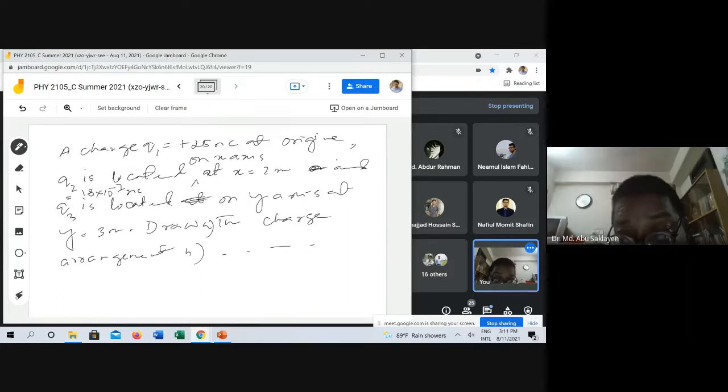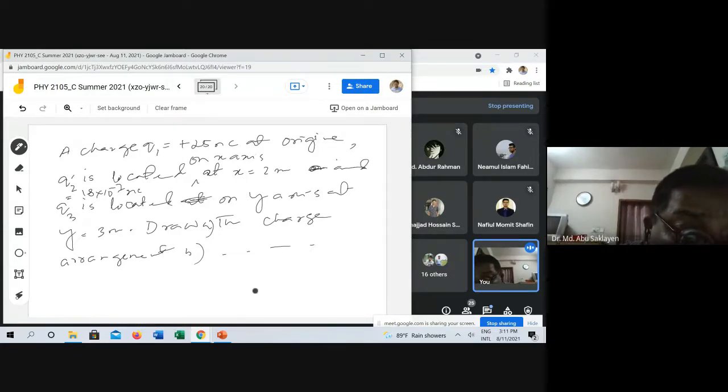বুঝতে পেরেছো? হ্যাঁ, and Q3 equal to 18 into 10 to the power minus, এখানে Q1 এর Q2 এর ভ্যালুটাও বলে দিতে হবে। এটা কত ছিল? -12 nanocoulomb.